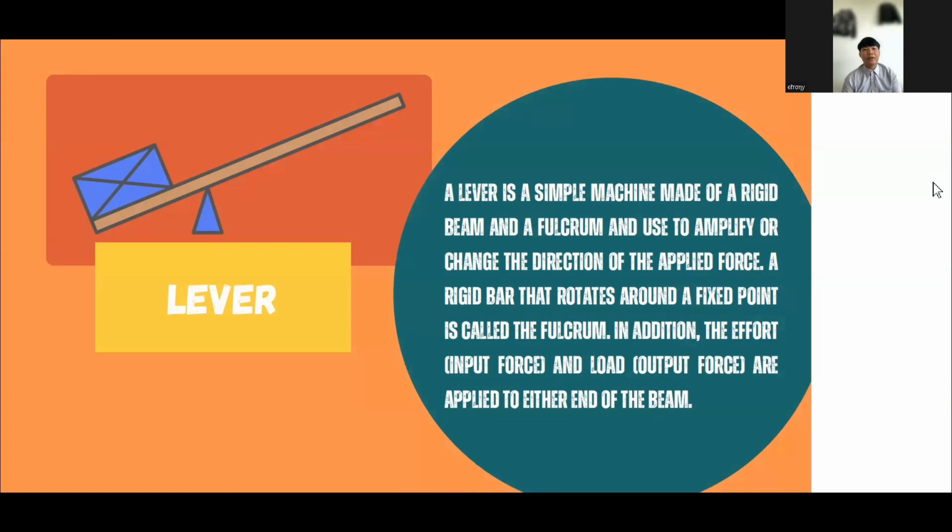A rigid bar that rotates around a fixed point is called the fulcrum. So the fulcrum is the point on which the beam pivots. Basically, a lever is usually located in various tools like crowbar, seesaw, and scissors. Moving to the next slide is pulley.